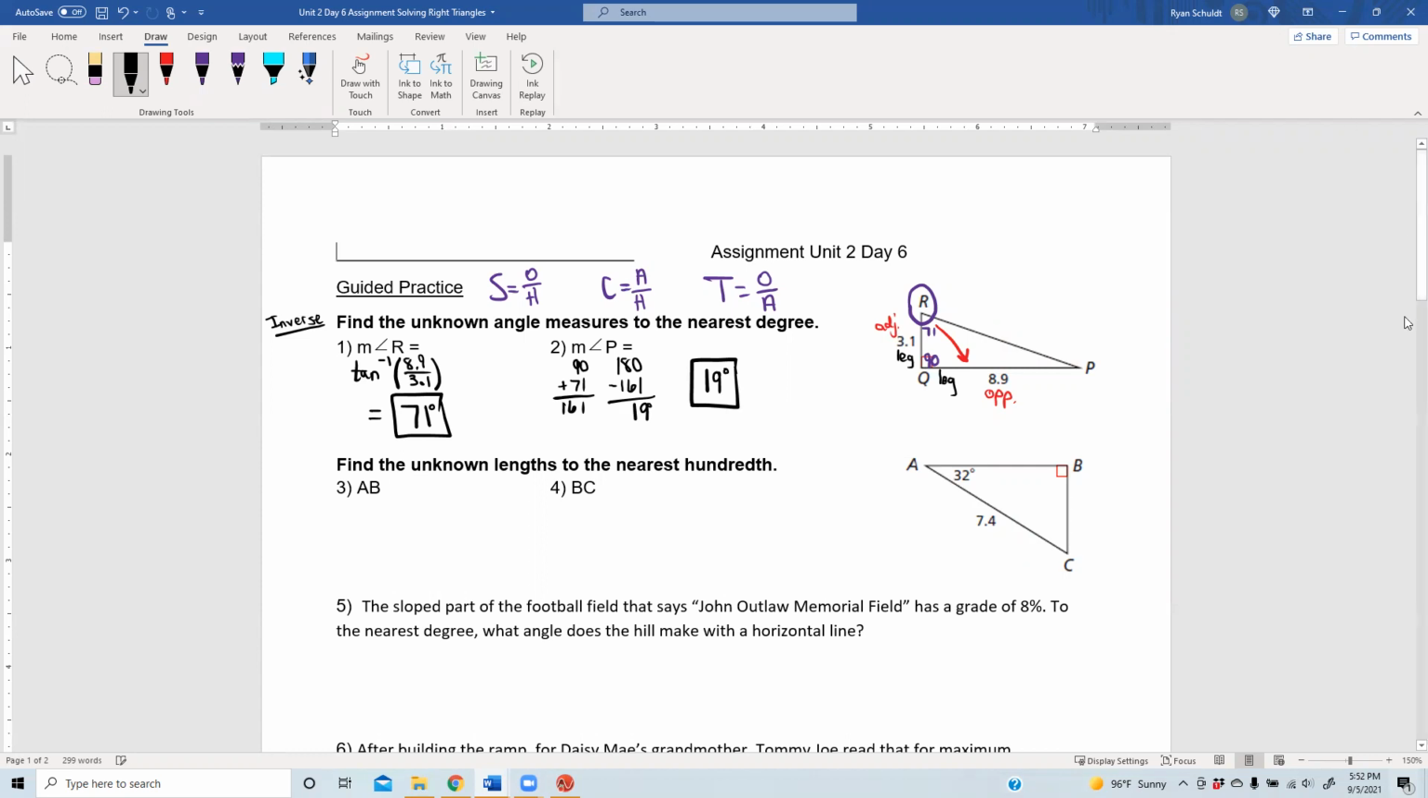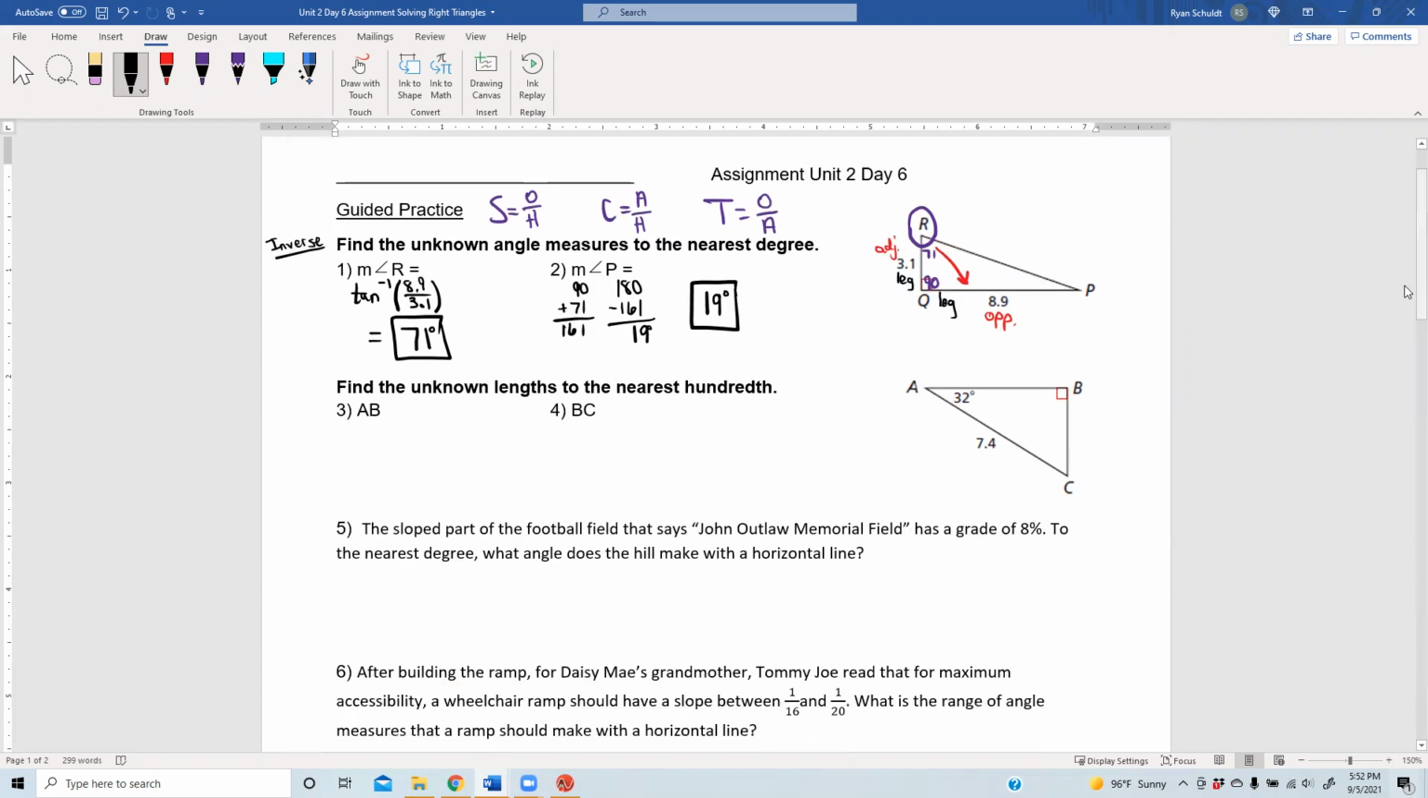Okay, number 3, find the lengths. So here we were finding angle measures. Now we're finding lengths. This is the normal trig ratios. Okay, 3 asks us to find AB. There's AB. Circle the angle they give you, and label your legs.